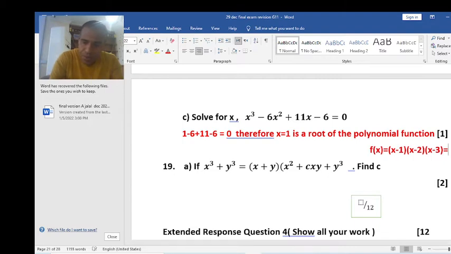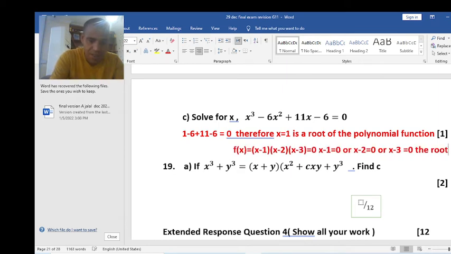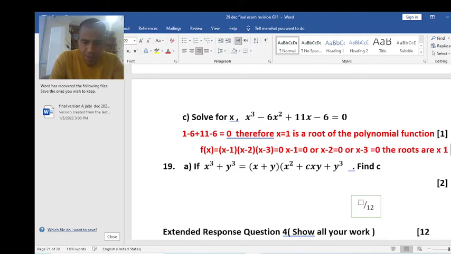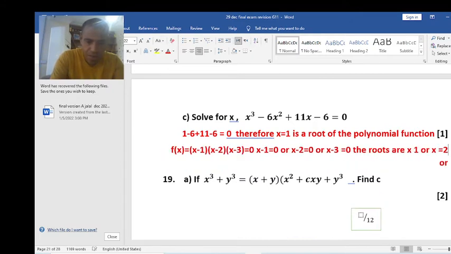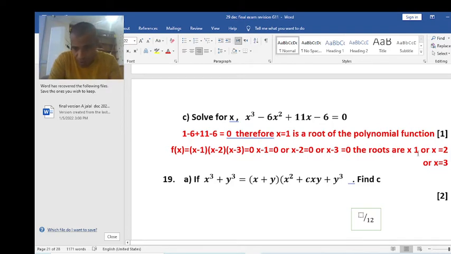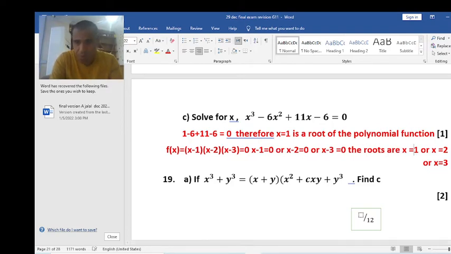So equals 0 means what? It means x minus 1 equals 0, or x minus 2 equals 0, or x minus 3 equals 0. So the roots are what? x equals 1, or x equals 2, or x equals 3. These are the roots of my polynomial function.